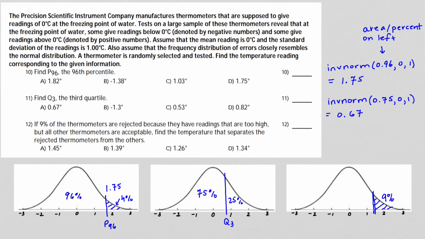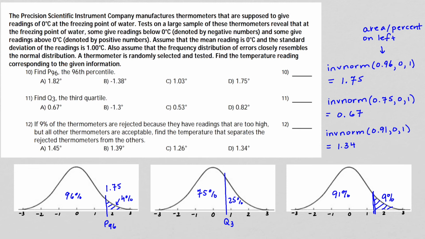Because that's what we're trying to find. We don't know what the cutoff value is for that, but we just roughly estimate that. And if we have 9% on the right, that means 91% on the left. So I'm going to do this just like I did the last two. And I'm going to put in the percentage on the left. Mean is 0, standard deviation is 1. And when I do that and round to 2 decimal places, I get 1.34. So that looks about right.